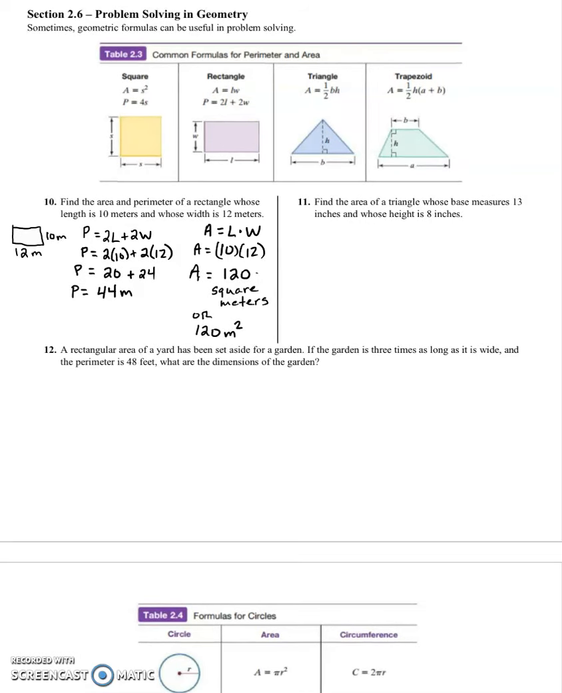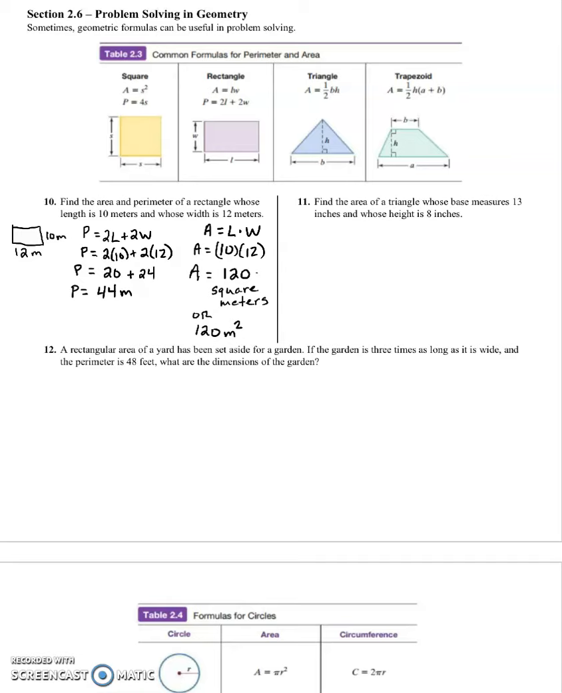Okay, number 11. It says, find the area of a triangle whose base measures 13 inches and whose height is 8 inches. So you've got a picture here of what H for height and B for base is, and you've got the formula, so why don't you pause the video and try to do this yourself.